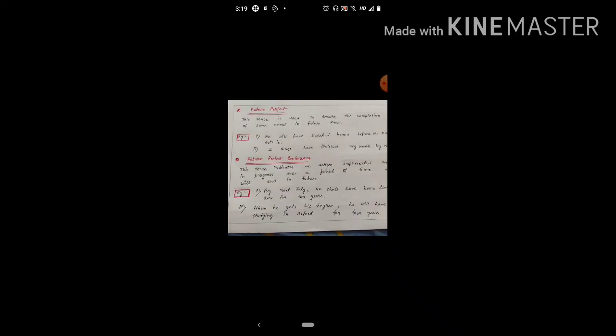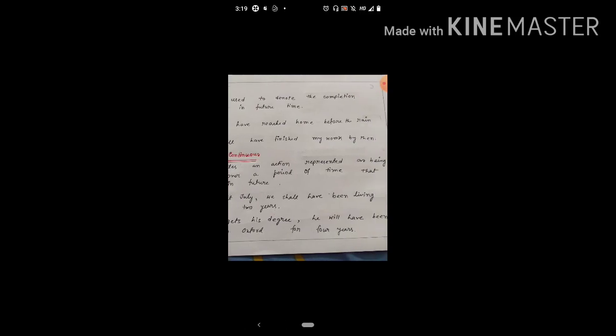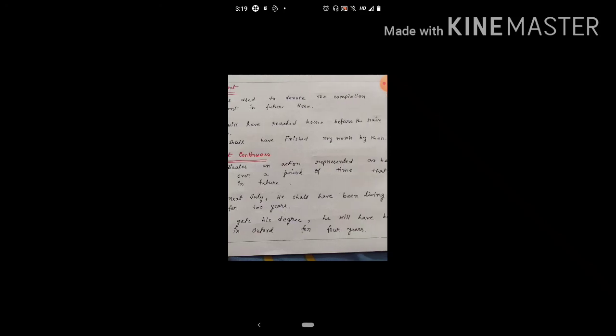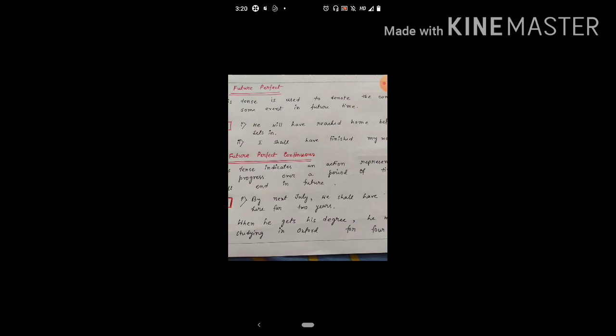Now look at the examples. The number 1 example is, by next July we shall have been living here for 2 years. That means after coming the month of July in the next year, we shall have been living here for 2 years. That means they will start to live at next July and it will be going for 2 years. So this is an example of future perfect continuous tense.